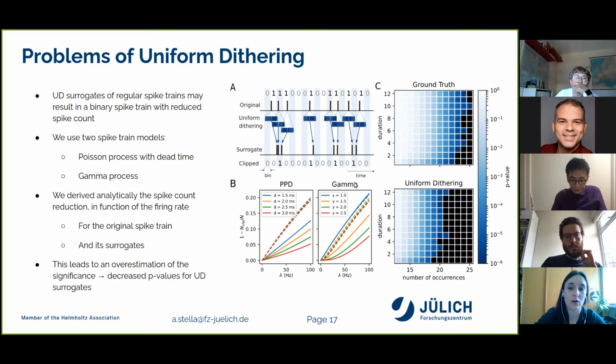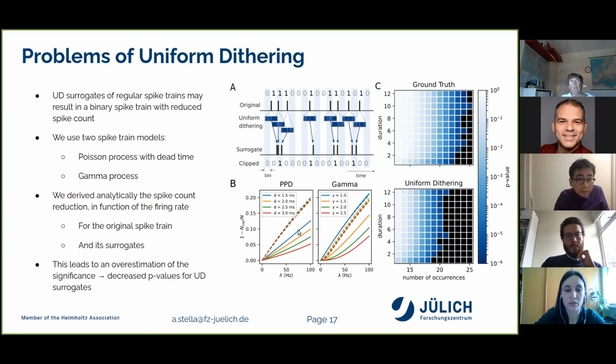So we decided to model this analytically, so a little bit of math, by using 2 spike train models. The first one is a Poisson process with dead time that was introduced by Deger et al. in 2012, and a gamma process. We decided to derive analytically the spike count reduction as a function of the firing rate for the original spike train and its surrogates. This can be done quite easily from the interspike interval distribution of these 2 processes, by varying the dead time and the gamma parameter of the gamma distribution. By looking at the surrogates, here dotted, and the original spike trains, we see that there's a mismatch in the spike count.